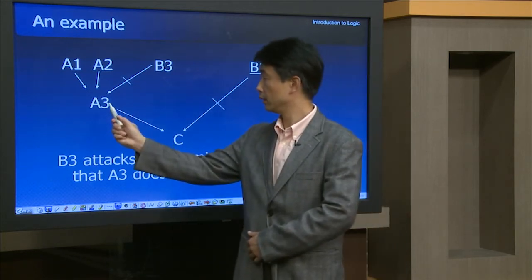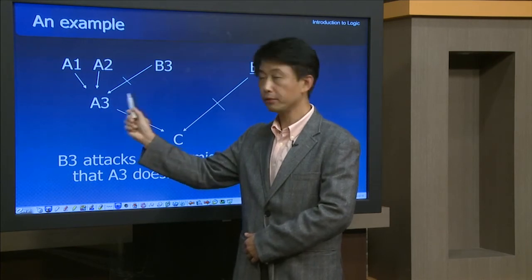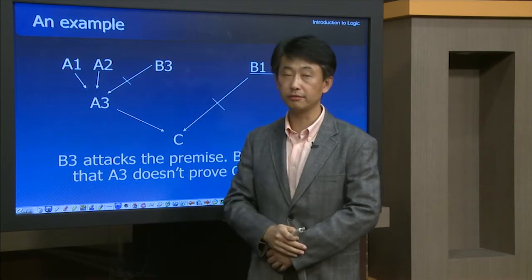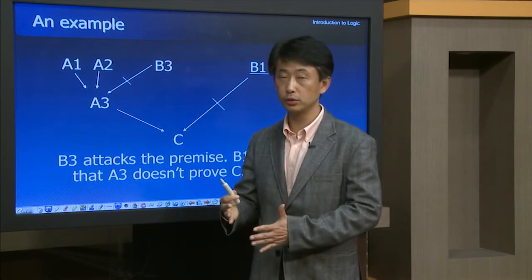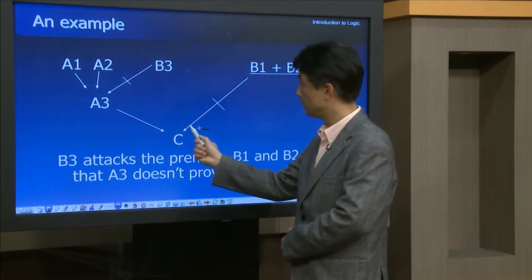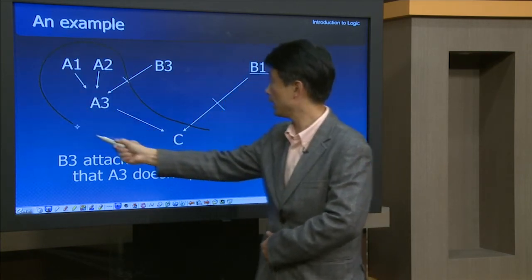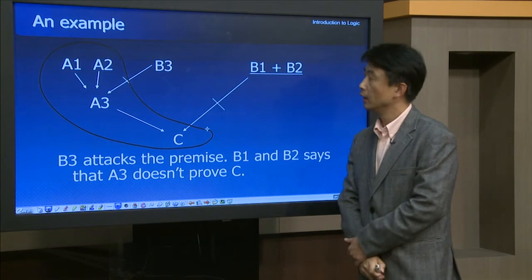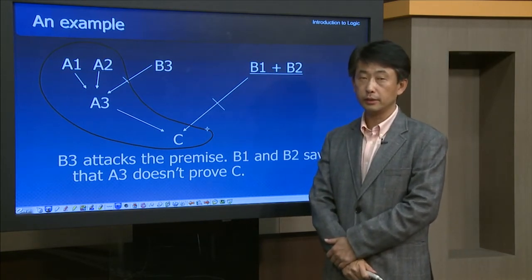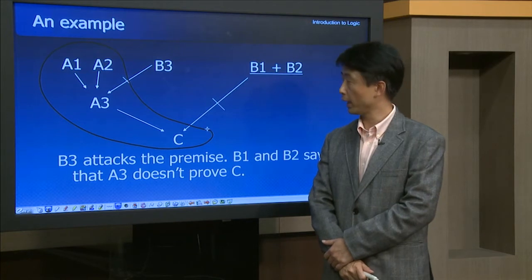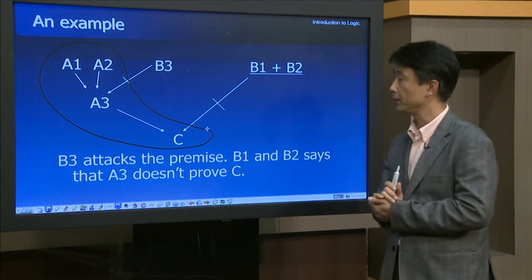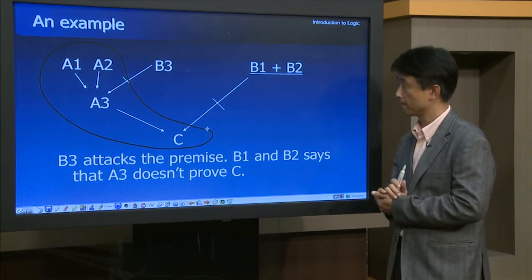And why is A3 true? A1 and A2 are given as independent reasons to support A3. So here is A's argument. Now B is attacking A's argument in a number of different ways. Here there are two ways in which B attacks A's argument.